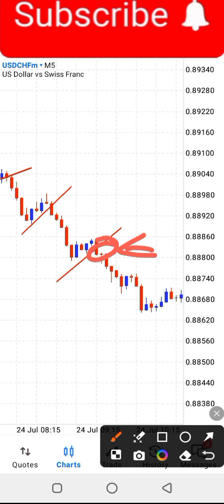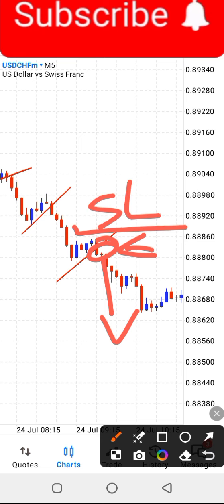The only time this will not work, like I said, is if the trend wants to reverse, and your SL should be above the swing high. You make money in the downwards direction.